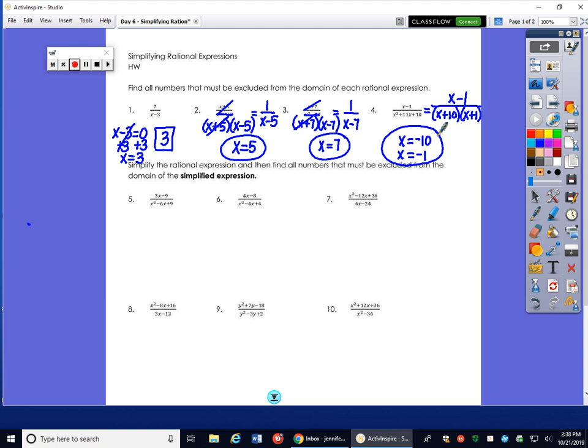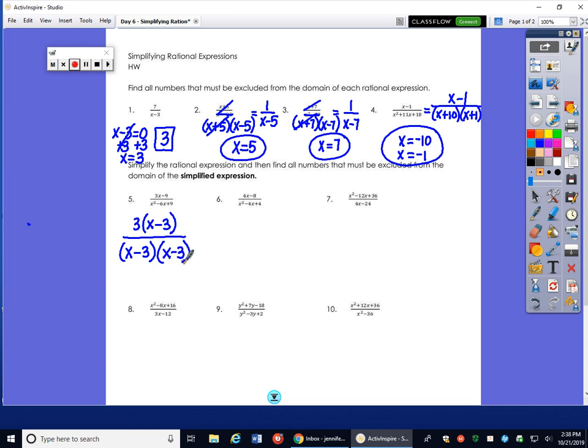In number 5, we're going to simplify and then find all the numbers that need to be excluded from the domain. So the top one on this one is going to be factored using the GCF. It's got a GCF of 3. So this is going to be 3 times x minus 3. The bottom one, we're looking for two factors of 9 that add up to negative 6, and that's going to be negative 3 and negative 3.